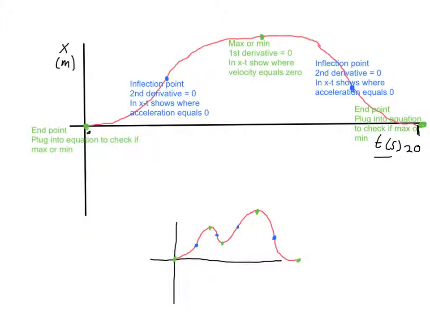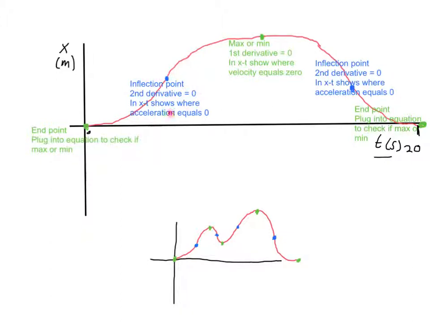Now, if you're in a position-time graph, notice the slope of a position-time graph is velocity, and so this is the spot where velocity equals 0. In an x-time graph, velocity equals 0, first derivative for maximum.